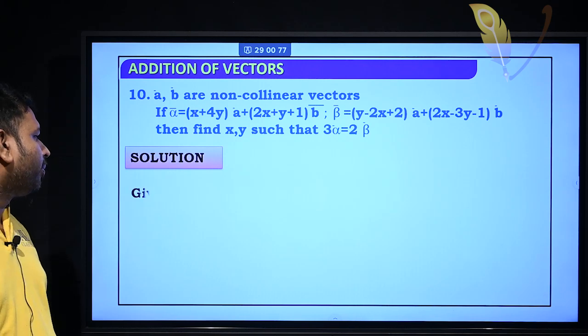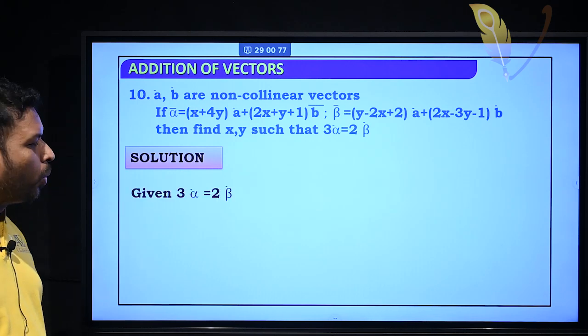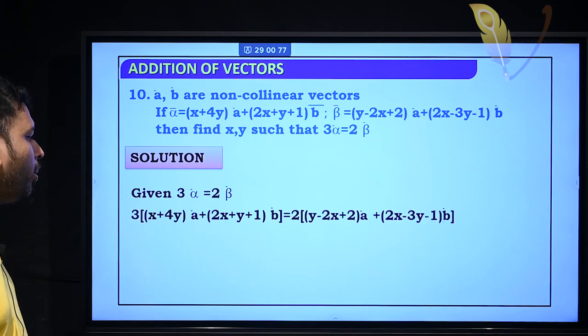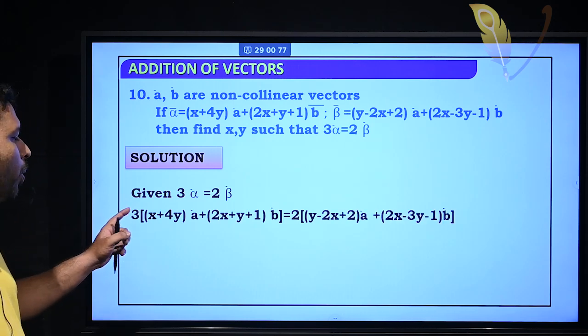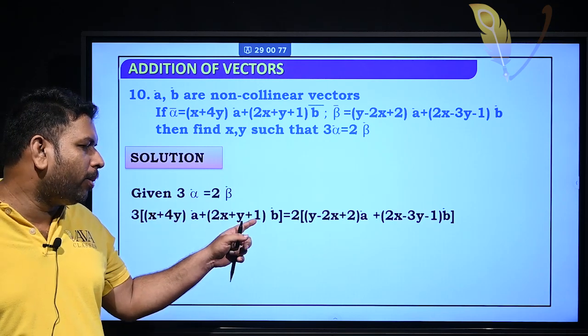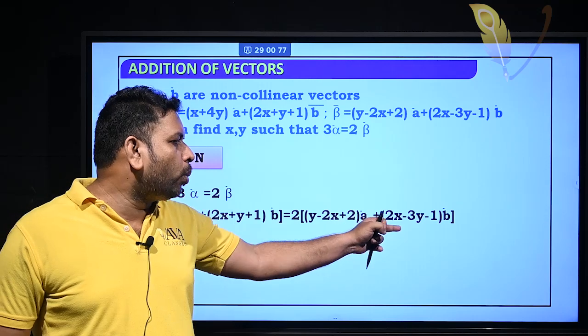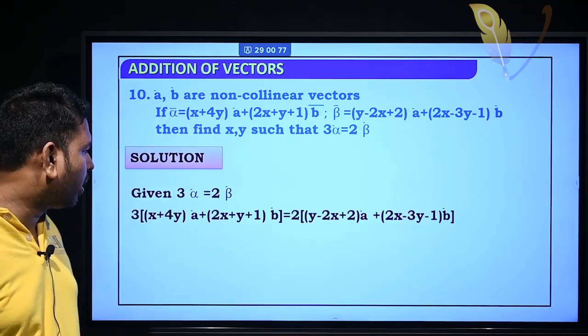Now solution. Given 3 alpha equal to 2 beta, 3 alpha vector equal to 2 beta vector. So 3 into x plus 4y a vector plus 2x plus y plus 1 b vector equal to 2 into y minus 2x plus 2 a vector plus 2x minus 3y minus 1 b vector.